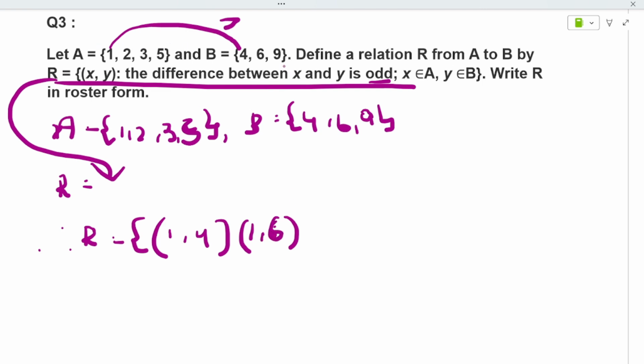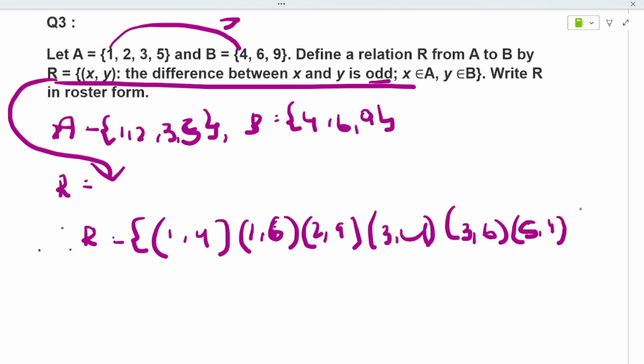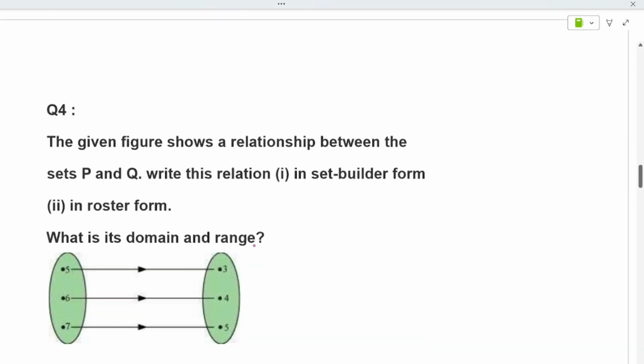And 1, 9 you cannot take because the difference will be 8, which is an even number. Check 2, 4: it is not coming because the difference is 2. 2, 6 also is not possible. 2, 9 is possible, the answer is coming as 7, right? In the same way, if you solve, 3, 4 you will get 1, and 3, 6 you can take, that is 3. Next, 5, 4 you will get 1, and 5, 6 also you will get 1. This is the roster form for the given question.